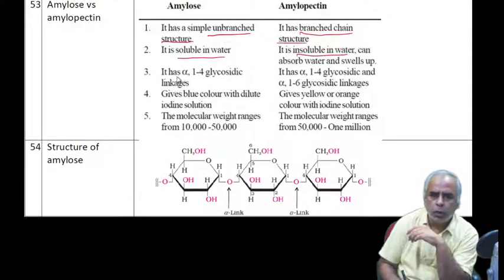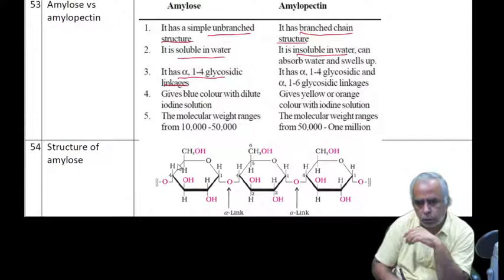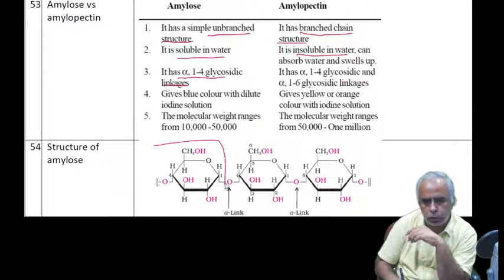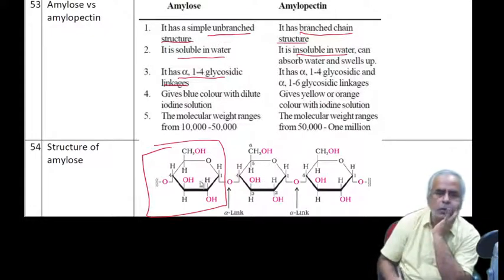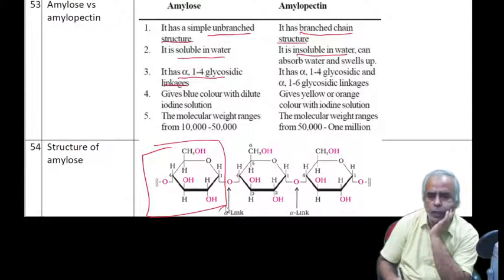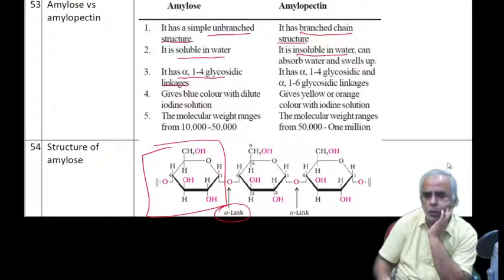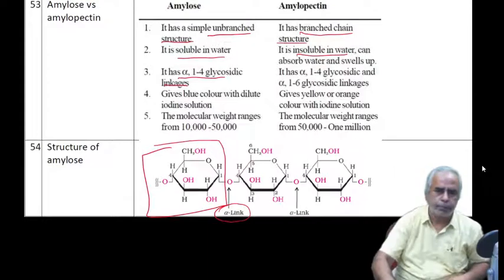Then it has alpha 1,4 glycosidic linkage. Alpha 1,4 glycosidic linkage means what? Now this is the alpha glucose. Are you able to understand? This is the alpha glucose. Here it has the link between carbon 1 and the adjacent fourth carbon of the adjacent glucose. So that results in the alpha glycosidic linkage. So likewise it goes on, a linear structure.